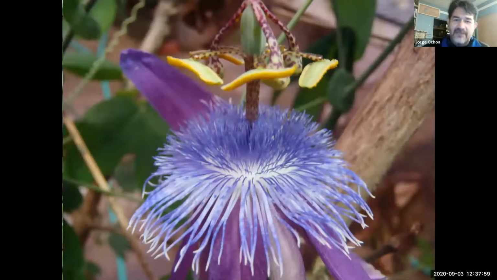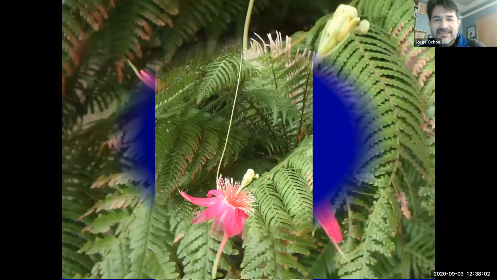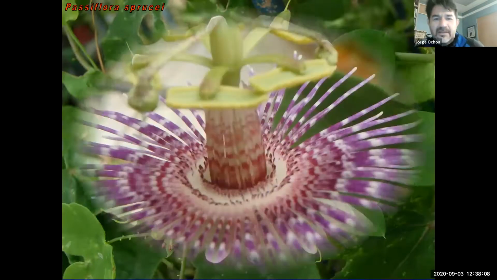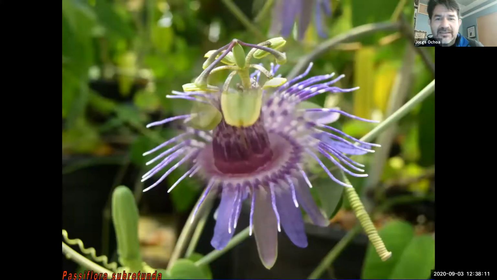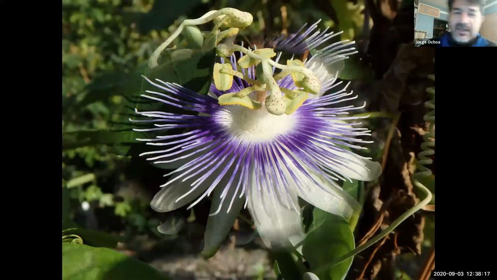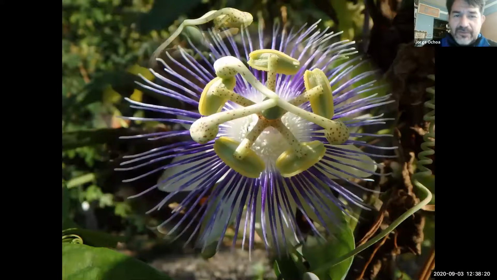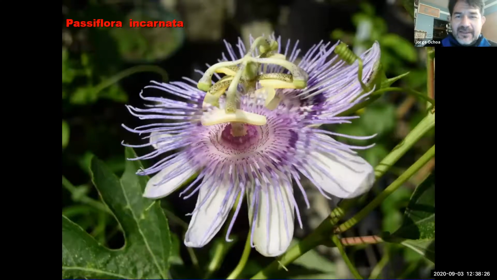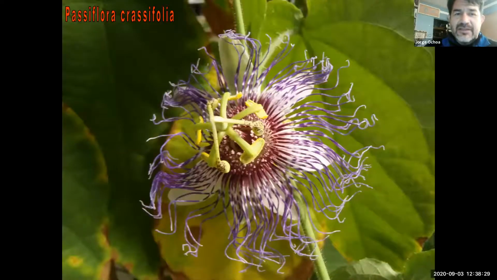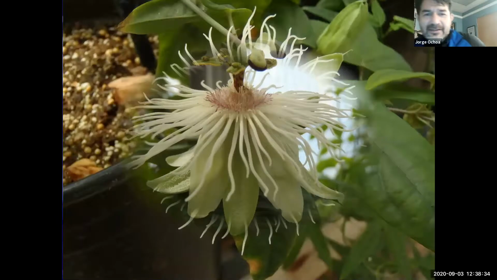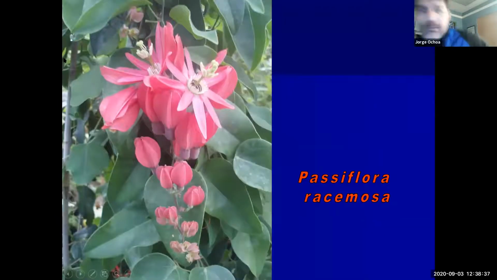There it is in the wild, and there it is in cultivation. Gritensis, also from Brazil, and there are the corona filaments. Sprucei with a close-up. Subrotunda with the close-up, and cyanea, which means blue, because of the bluish color on the corona filaments. And there's an even closer-up of that. And then incarnata right there, native to the eastern United States, crassifolia right there.